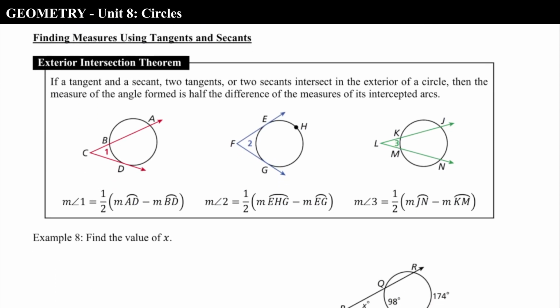Now to find the measures using tangents and secants, you're going to do a similar method, but this time you're going to subtract the arcs, okay? And this works for all three of these situations where you have a secant and a tangent, two tangents, or two secants. You're going to take half of the measure of the big arc minus the measure of the little arc, and that's going to give you your angle measure in each of these cases.